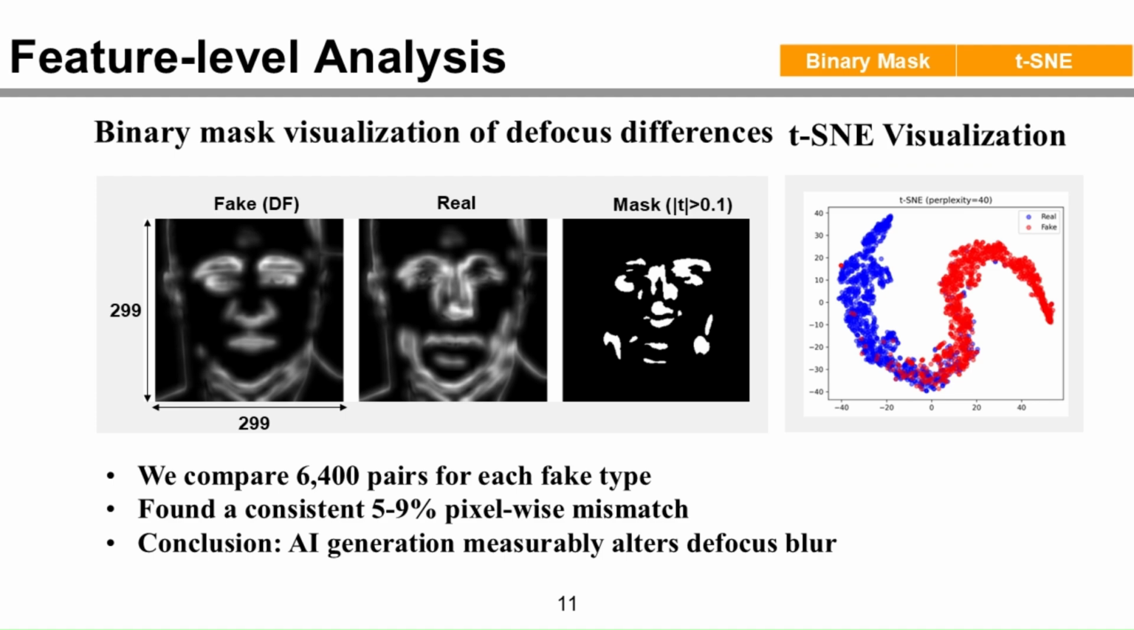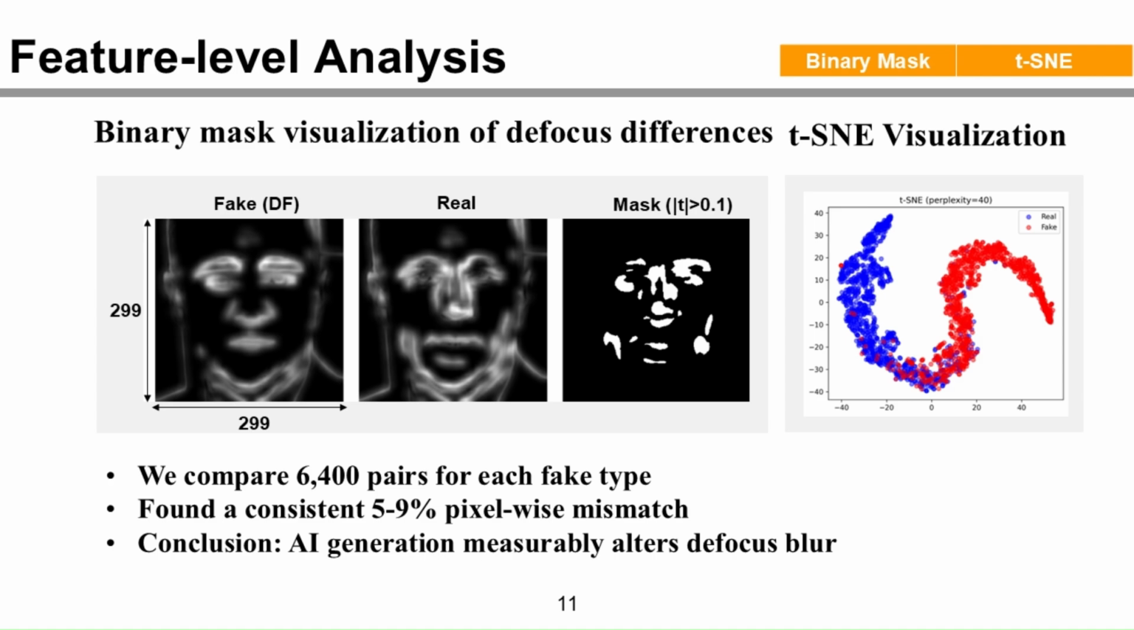Next, I will present our feature level analysis result. This addresses our first research question. Can the defocus map itself tell real from fake? The answer is yes. And we show this in 2 ways. First, the t-SNE plot on the right. We show the clearly separable groups in the plot. Second, on the left, the binary mask.